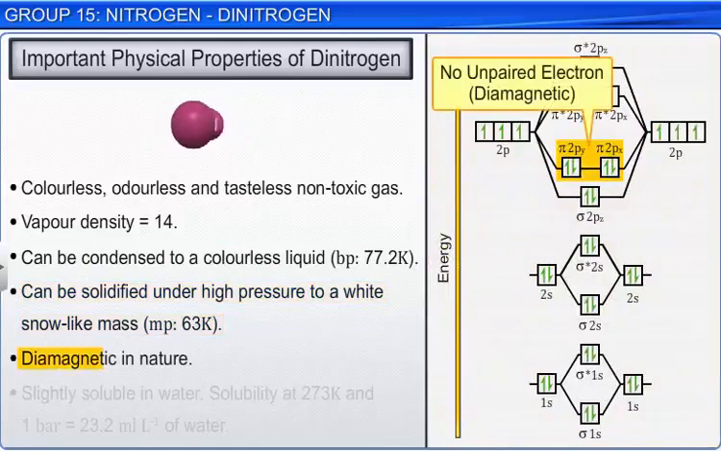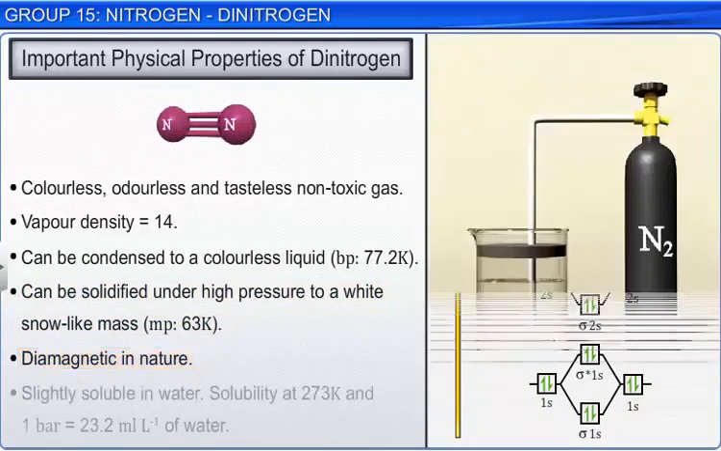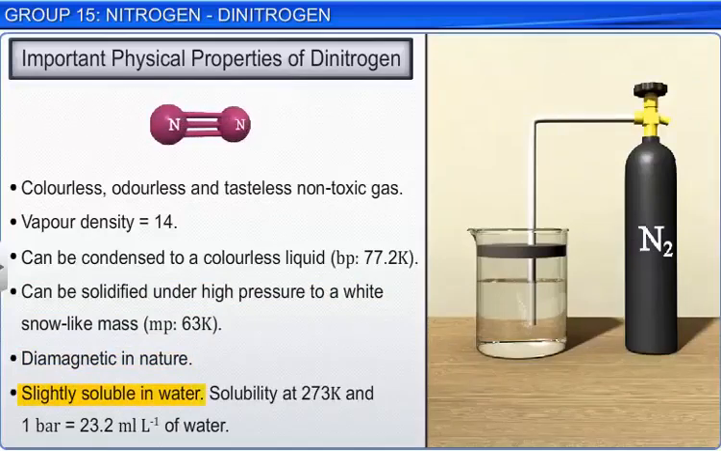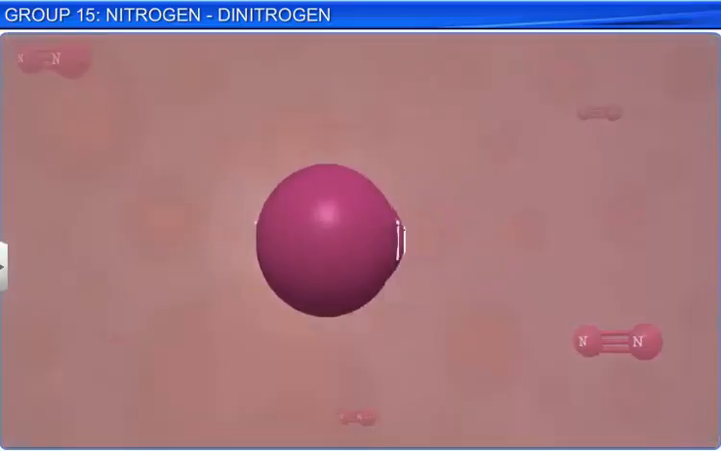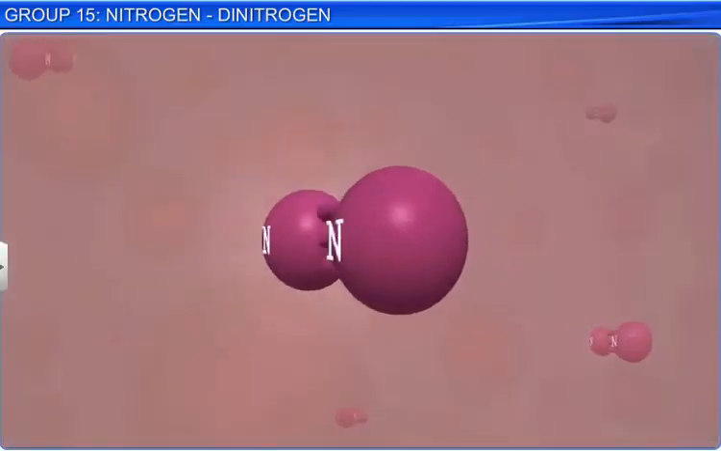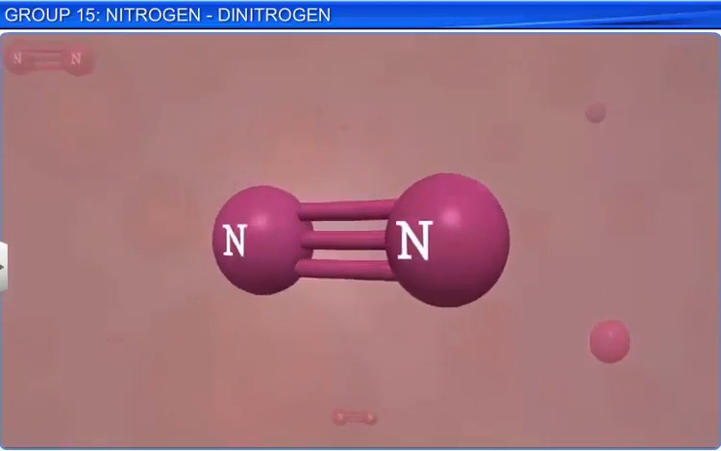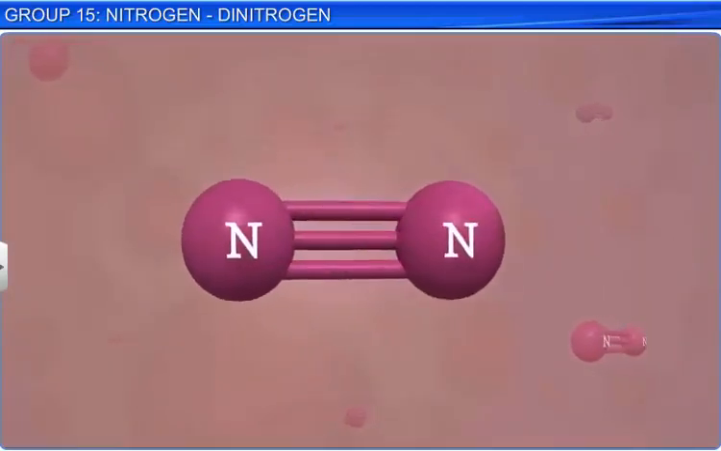It is diamagnetic in nature. It is slightly soluble in water. The solubility of dinitrogen at 273 Kelvin and 1 bar pressure is found to be 23.2 milliliter per 1 liter of water. It is important for us to study the reactivity of dinitrogen, as many of its applications are attributed to its reactivity.